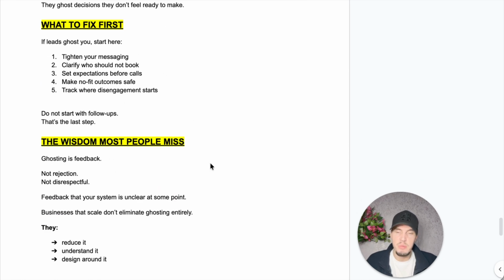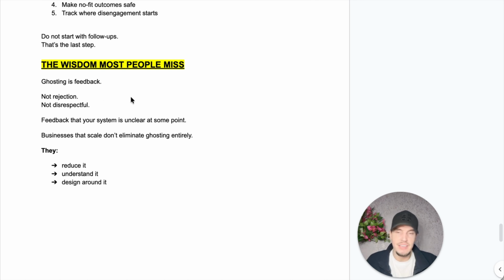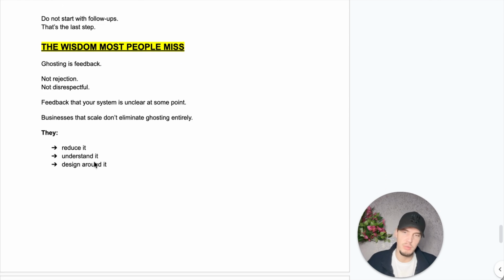So, the wisdom most people miss. Ghosting is feedback, okay? Not rejection, not disrespect to you. It's just providing a feedback loop to you. Feedback that your system is unclear at some point. Businesses that scale don't eliminate ghosting entirely. They reduce it, understand it, and design around it. Like, every business will have people who ghost them or don't show up.